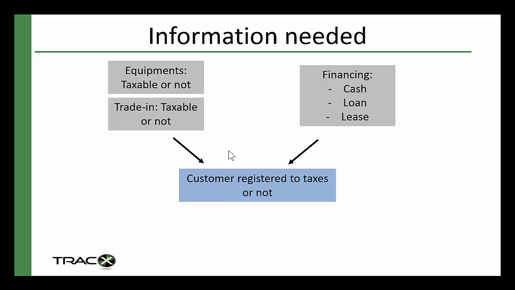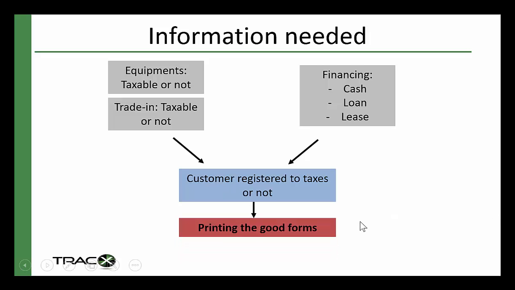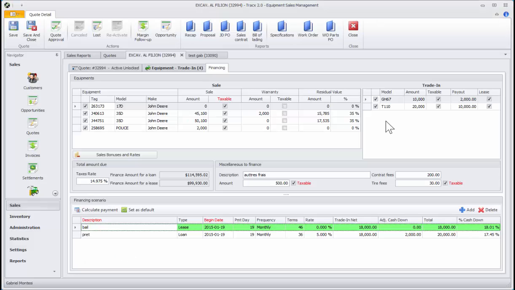We have not seen that yet, but I will go through it right after. You will see it's really easy, but you will have two different contracts depending on if the customer is registered or not. You already have two different contracts. It's just that maybe most of you just use one of those forms, but starting now you will be able to have the right contract depending on the customer. And finally, all of that will give you the right printing forms. Now I'll show you how to generate those forms.